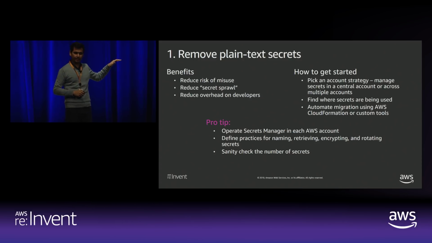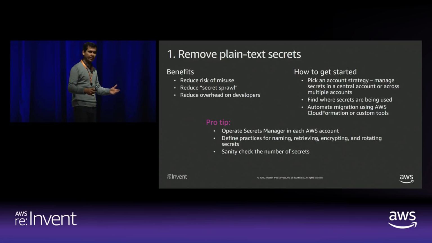Next, as you get started, set up conventions. Set up conventions for how a secret should be named. Set up conventions for when a secret should be rotated. Define upfront what the encryption mechanism should be. In the next few slides, I'll give you a few options about these conventions and what the recommended practice is.